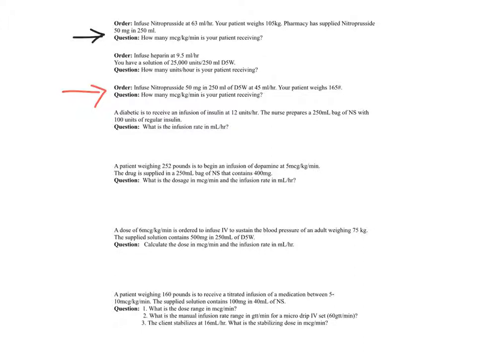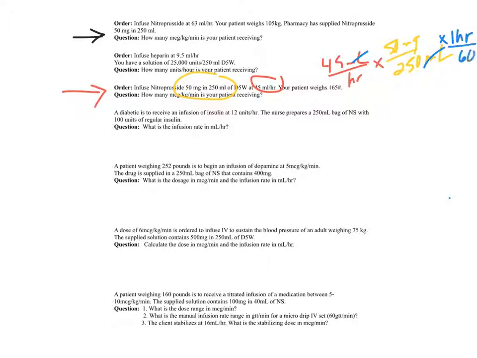You're given 45 milliliters per hour. So you would look at that as 45 milliliters per hour, and then do the same thing. You'd multiply by the fact that it comes as 50 milligrams per 250 milliliters, and again, that's going to cancel out the unit milliliters. Then you multiply by 1 hour over 60 minutes to cancel out that hour unit. Multiply straight across, and that's going to end up giving you milligrams per minute. Then you can just convert that to micrograms and divide by the weight.